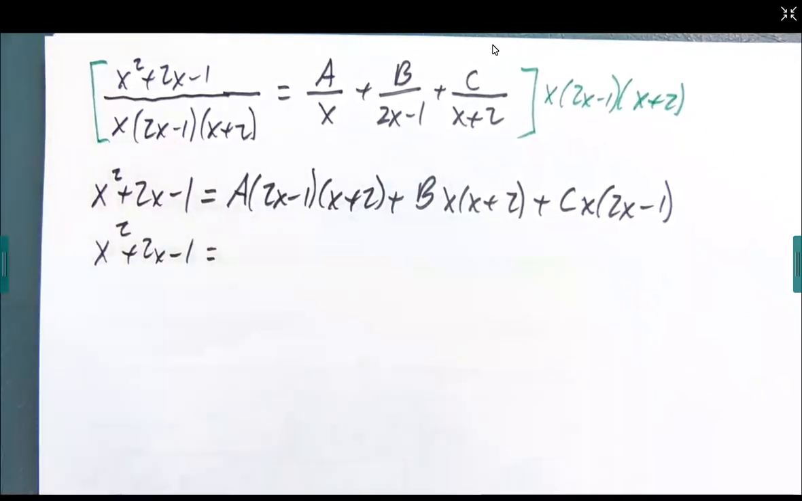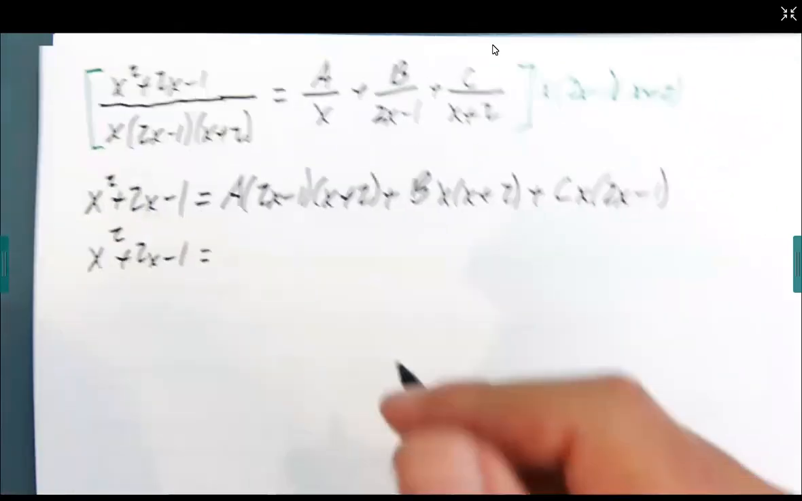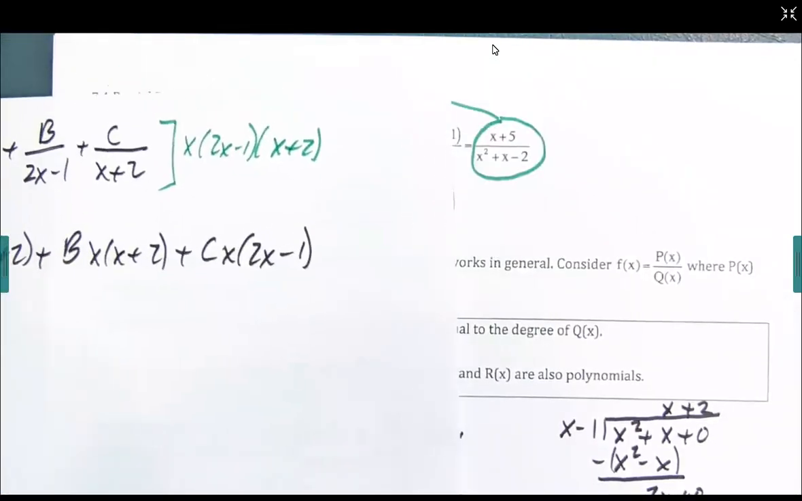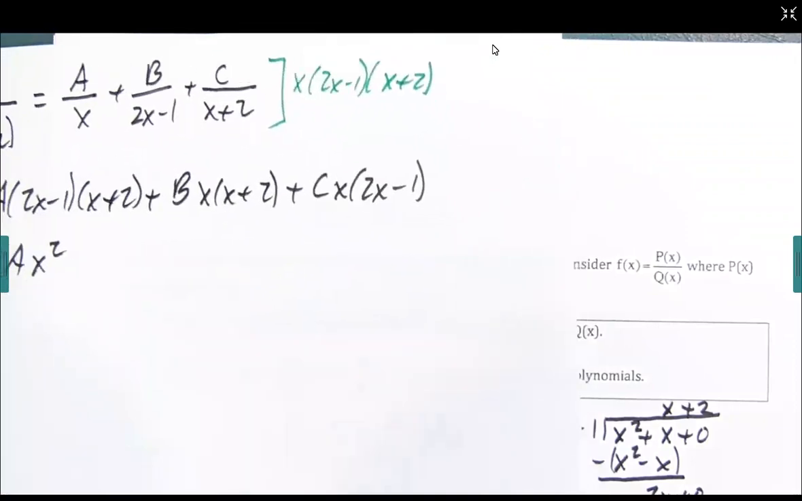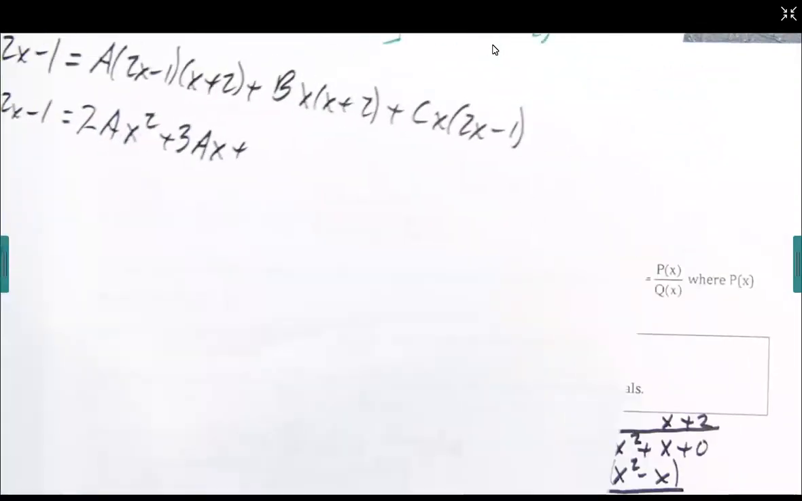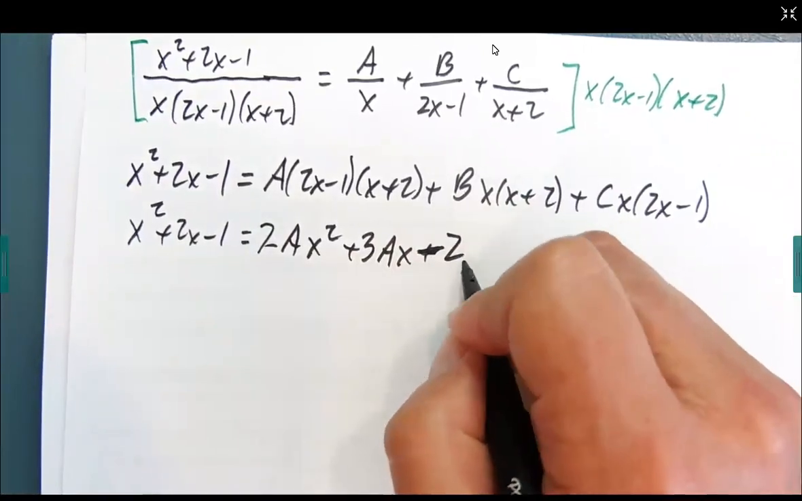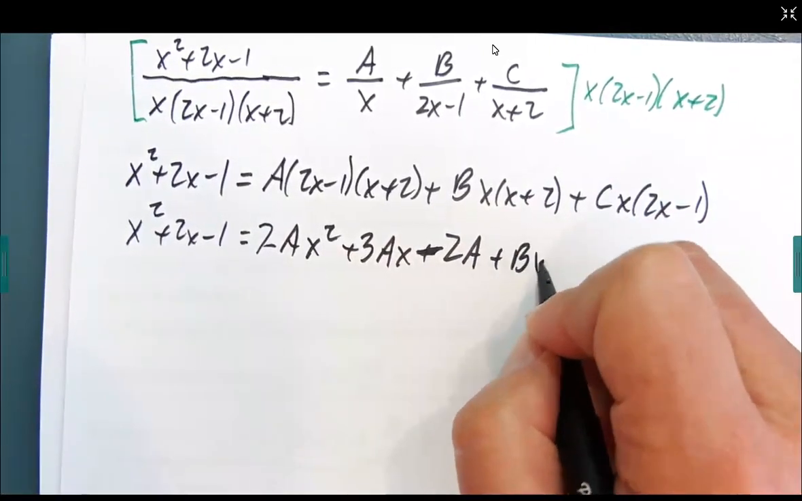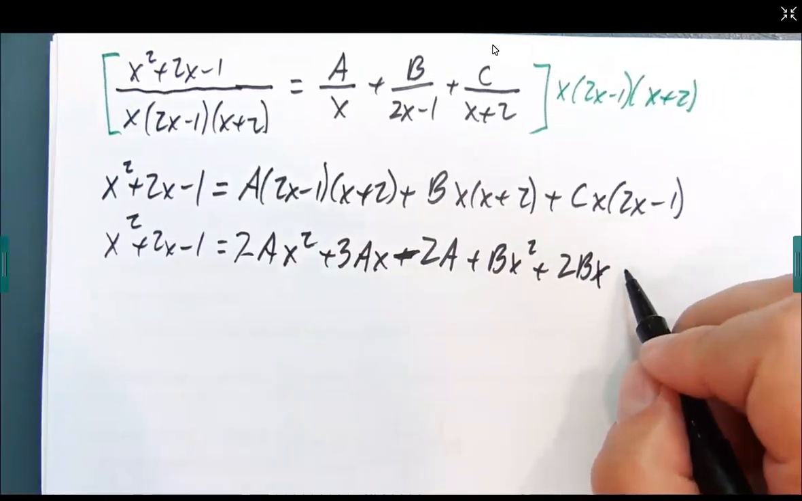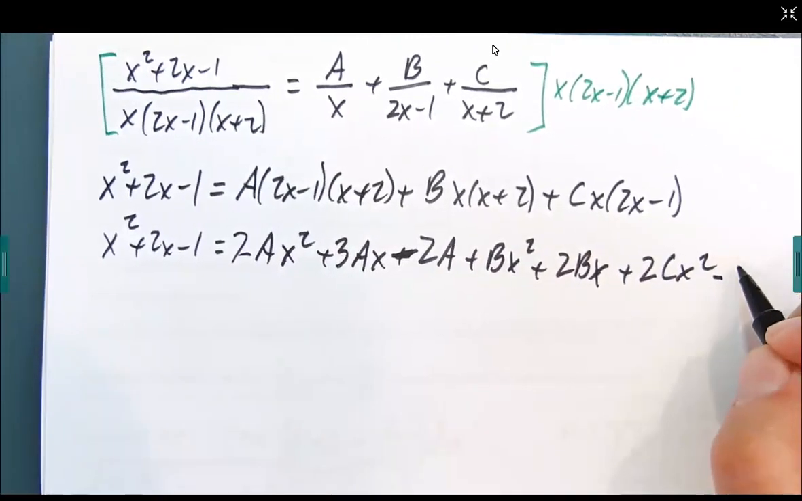So this becomes, I'm going to cheat just for a second, look down here, 2ax squared plus 3ax minus 2a, that's a minus 2a, plus bx squared plus 2bx plus 2cx squared minus cx.